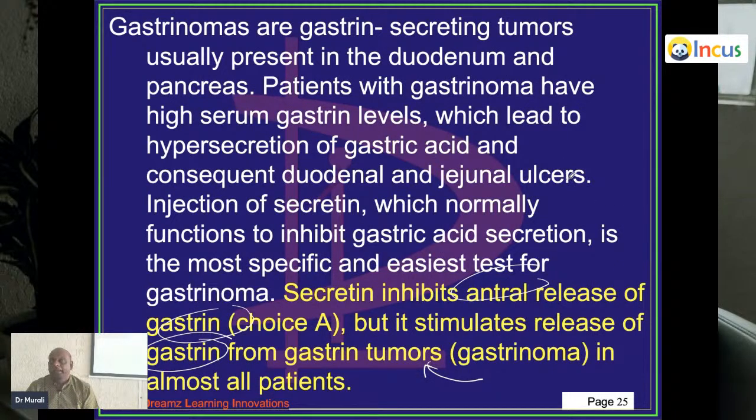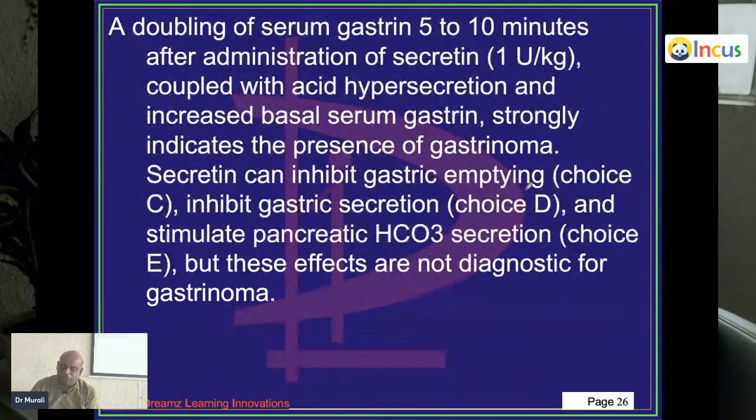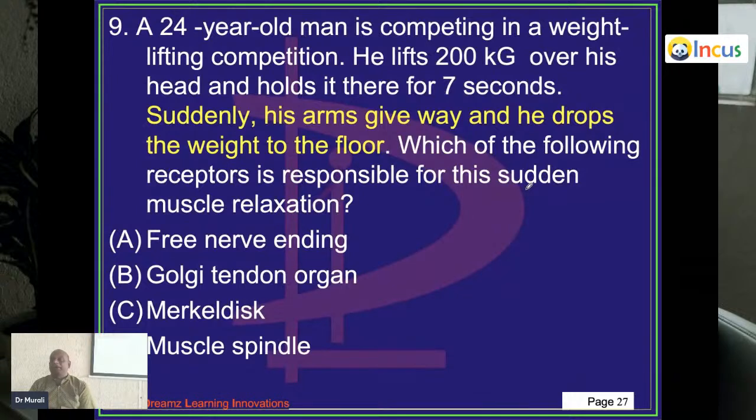Always excess hyperfunction. How do you test in endocrinology or anywhere? You will suppress. Hypofunction, you will stimulate. Even if you stimulate, if it is not getting produced, means the organ is hypo. Even if you suppress, it is not getting suppressed, means it is hyper. Simple point to basically remember.